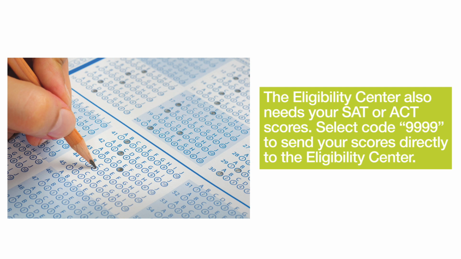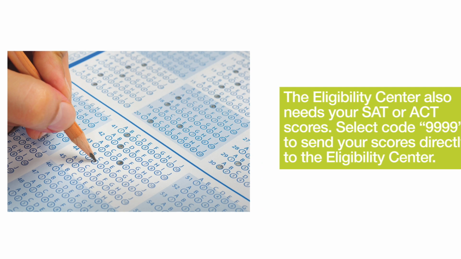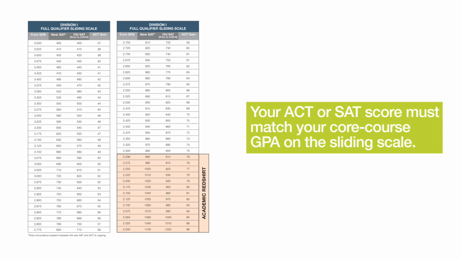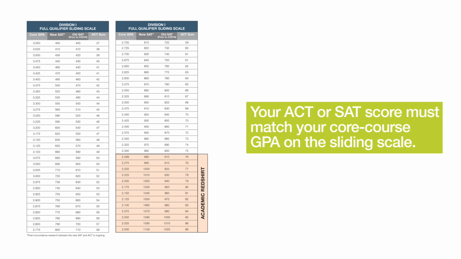The Eligibility Center also needs your SAT or ACT test scores direct from the testing agency. Results on your high school transcript can't be accepted. When you register for the SAT or ACT, make sure you select code 9999 to have your scores sent directly to the Eligibility Center. Your ACT or SAT test score must match your core course GPA on the sliding scale. If you take either test more than once, we'll use your best sub-scores from different tests to get your best possible score, so take the test more than once if you can.